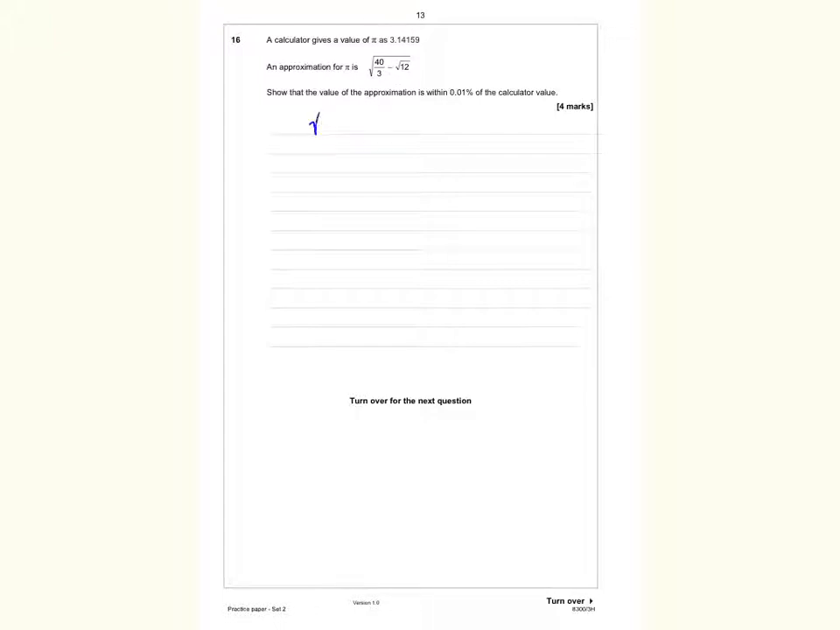So we're going to have square root of 40 over 3 take away square root of 12, that as a fraction of 3.14159. Okay, so I can work that out, and then I'll times it by 100, and then I'll know what percentage of that this is. Okay, so let's work this out first.